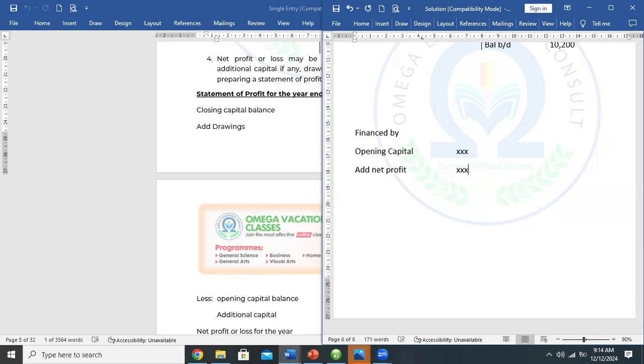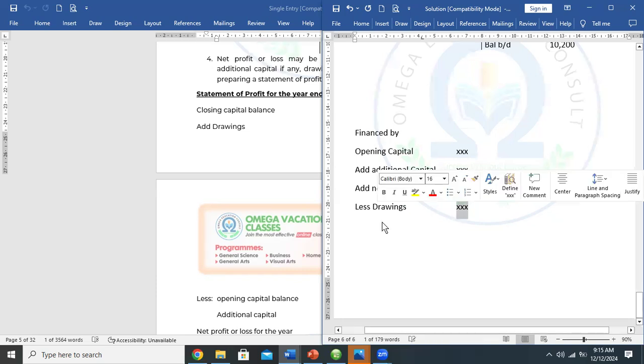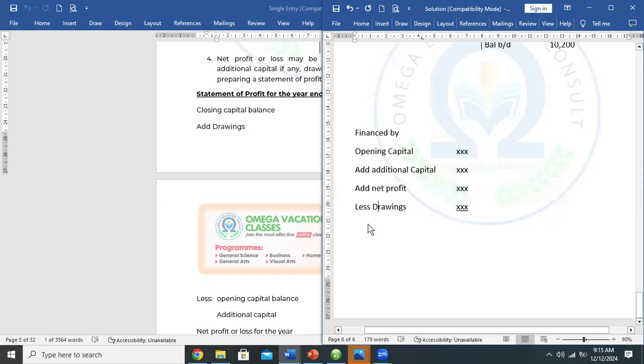and you less your drawings. If there is any additional capital, it only makes sense for you to add it to your opening capital. So add any additional capital. Because if you are doing a business and you bring in more capital, it's added onto your original or opening capital, right? Great. Now, when you adjust these things, you arrive at the closing capital.